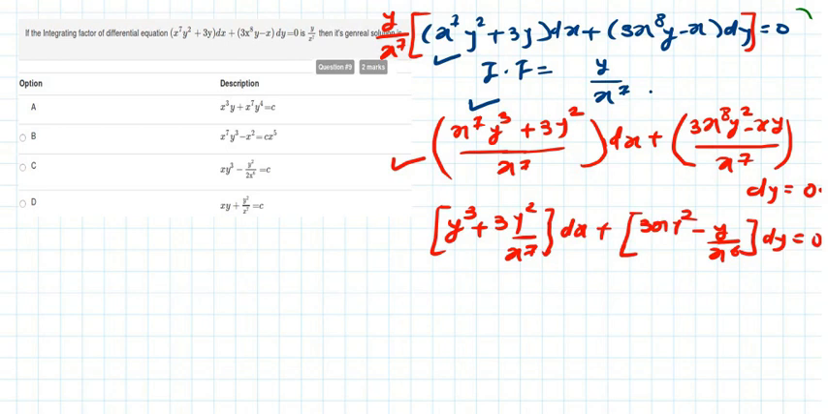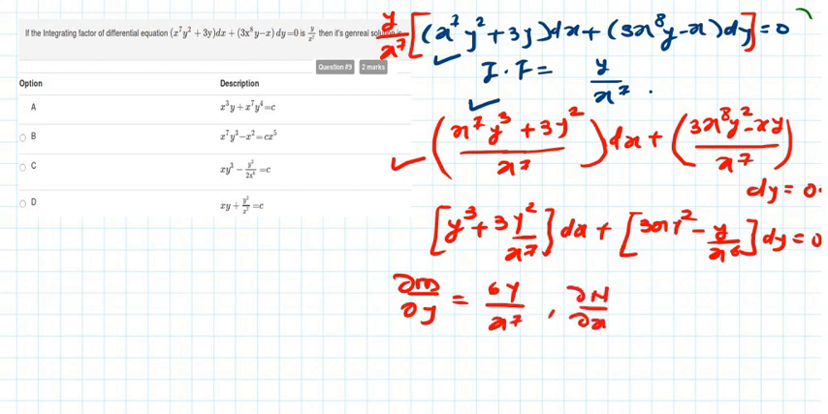Now this is an exact differential equation. We can check if you want; otherwise it is clearly exact. So let's check it first. What will be del M by del y? This will be 6y upon x raised to 7. And del N by del x will be 3y square plus 6y upon x raised to 7. So clearly this differential equation is an exact differential equation.